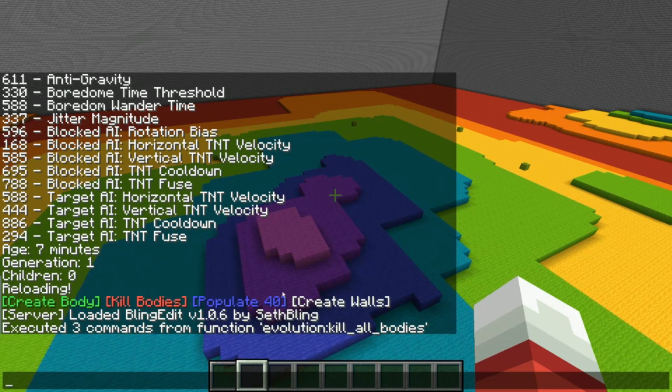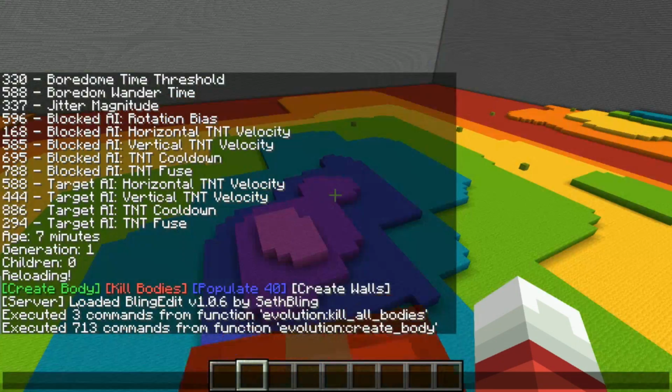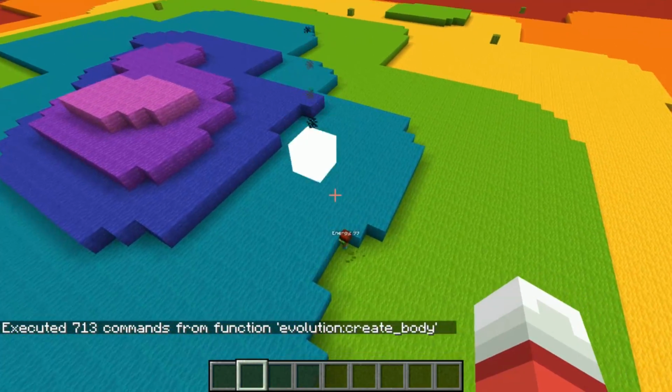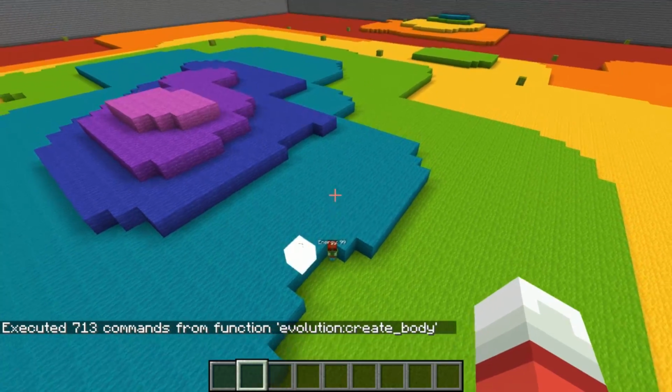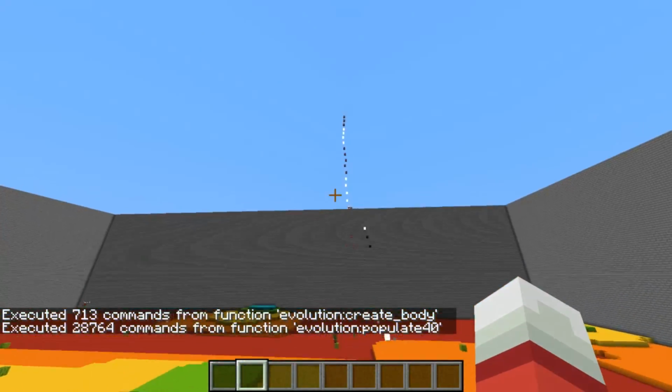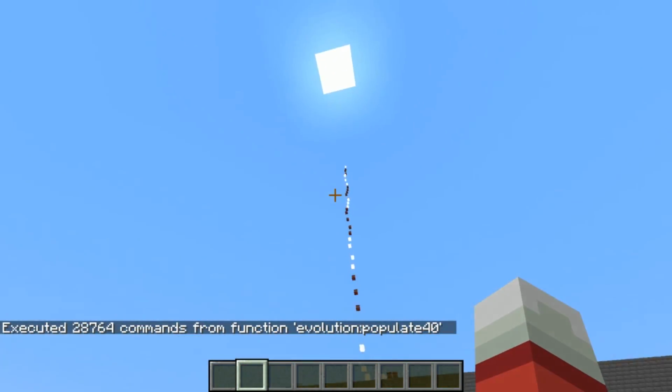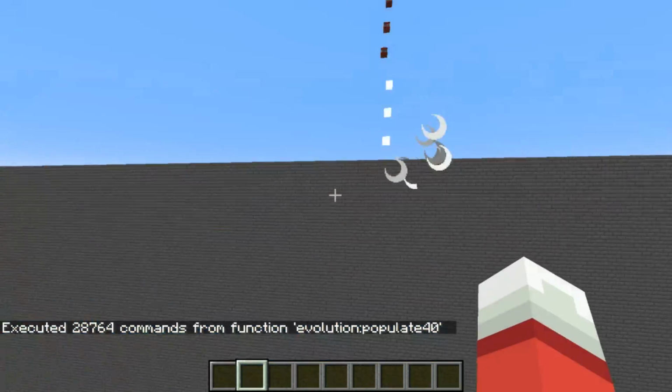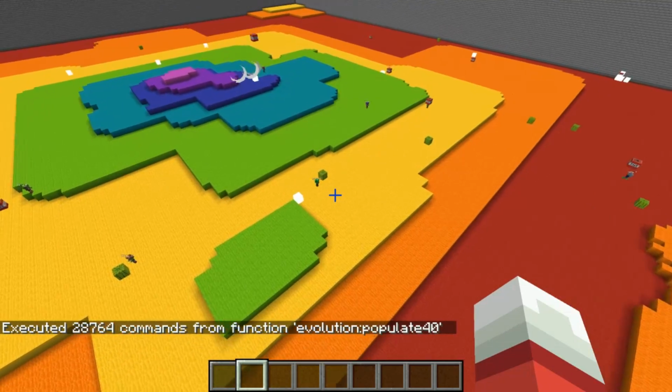And when you want to summon zombies, you can either click create body, that'll create 1 zombie, and we can watch him go. Or you can click populate 40. That'll create 40 random zombies. And that's a good way to go. We have, oh man, well, there's a zombie up there. It's invisible because the render distance is only so far.